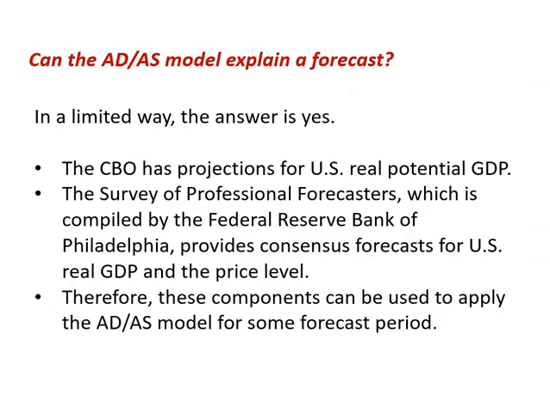Can the AD and AS model explain a forecast? In a limited way, the answer is yes. The CBO has projections for U.S. real potential GDP. The Survey of Professional Forecasters, which is compiled by the Federal Reserve Bank of Philadelphia, provides consensus forecasts for U.S. real GDP and the price level. Therefore, these components can be used to apply the model for forecast periods.